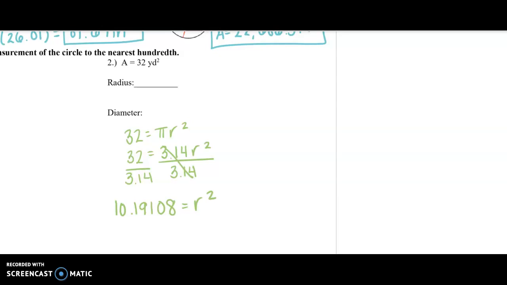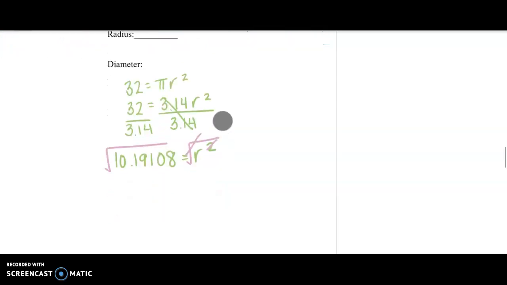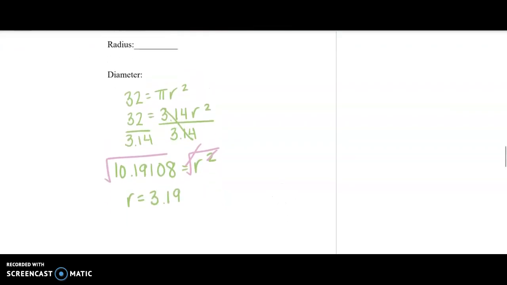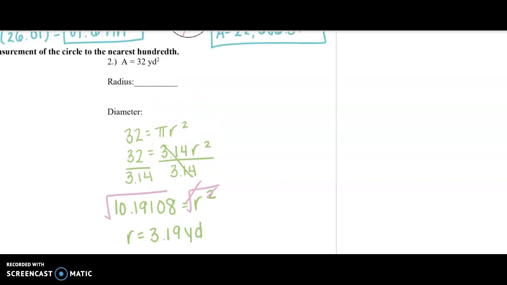From there, again, the only thing that can undo that r being squared is to take the square root. Whatever I do to one side, I have to do to the other. So now I can take the square root of 10.19108. Okay, this is now where we can round. So my radius would be equal to 3.19, and my unit was yards. So my radius is 3.19 yards. Multiply that by 2 to get my diameter, and I get 6.38 yards for my diameter.